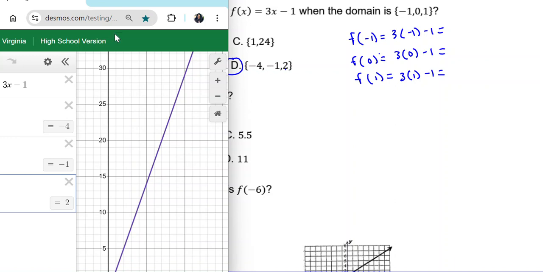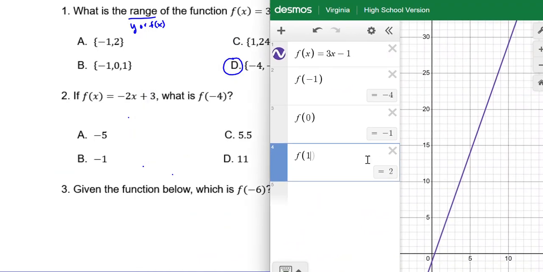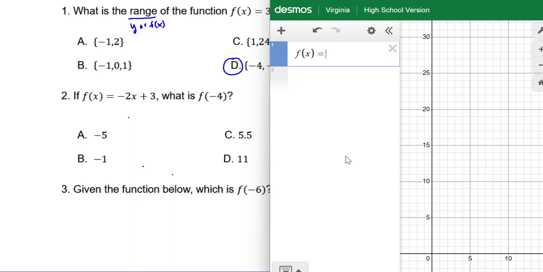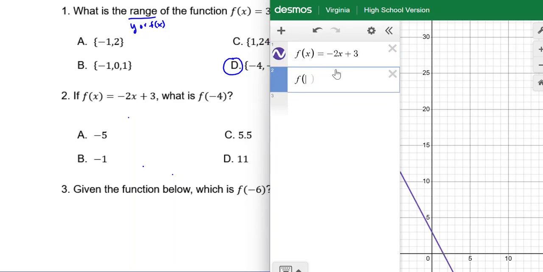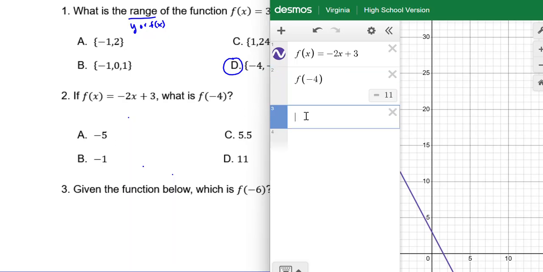Let me go ahead and put this in Desmos. So we have here f of x equals -2x plus 3, and then we're looking for f of -4. It's 11. That's it. All Desmos did was take the x, plug in -4, and evaluate it. But you don't have to do this part. You can just plug it in Desmos this way and find the answer.